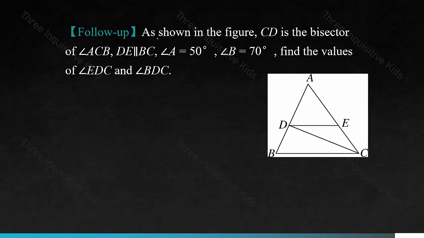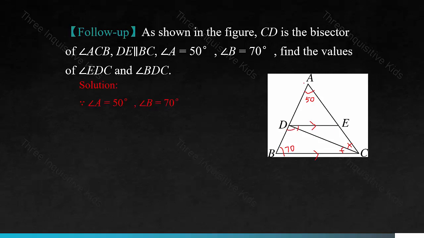Here's a follow-up question. As shown in the figure, CD is the bisector of angle ACB, which means that these two angles are the same. We know that DE is parallel to BC. Let's mark that out here. It's always helpful to write down your given information. Angle A is 50 degrees, and angle B is 70 degrees. Find the values of angle EDC, this angle, and BDC.